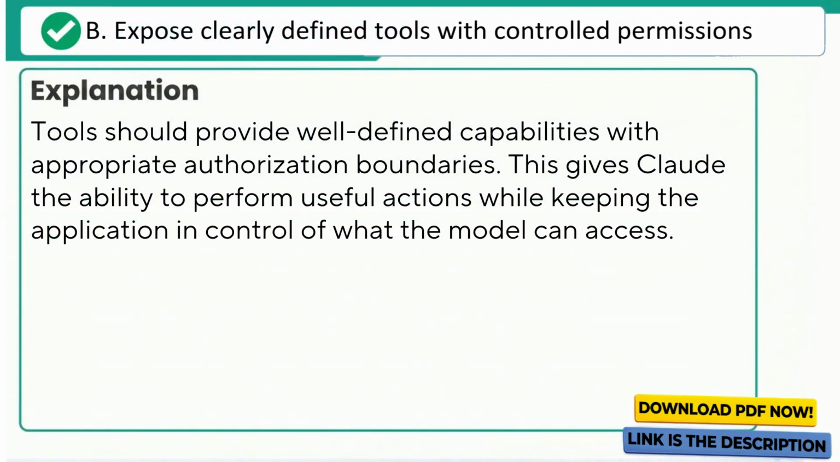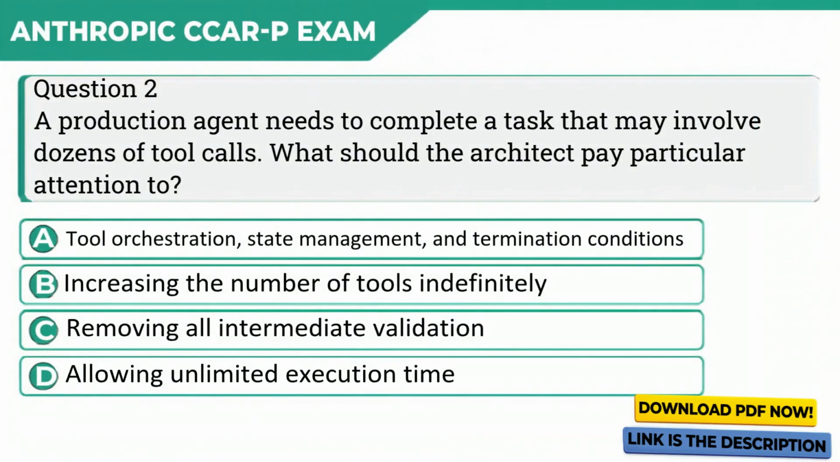Correct answer, B. Expose clearly defined tools with controlled permissions. Explanation: tools should provide well-defined capabilities with appropriate authorization boundaries. This gives Claude the ability to perform useful actions while keeping the application in control of what the model can access. Question 2. A production agent needs to complete a task that may involve dozens of tool calls.